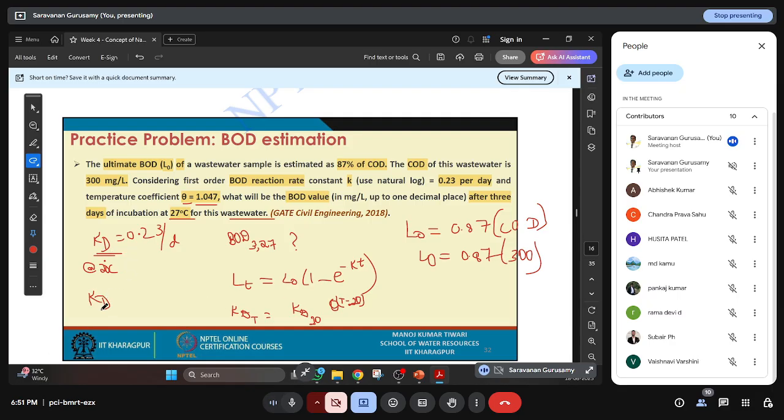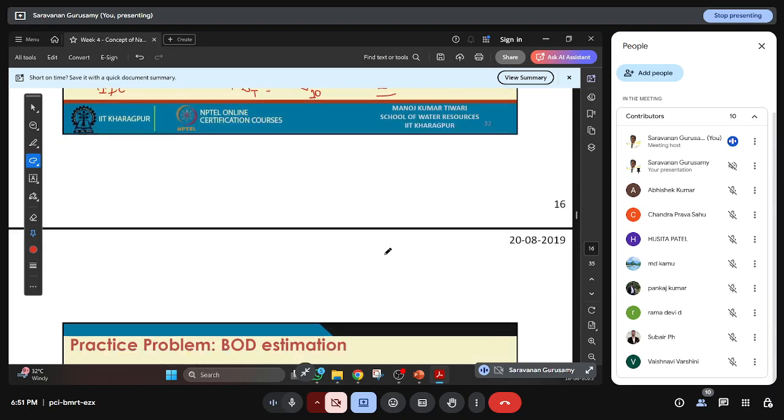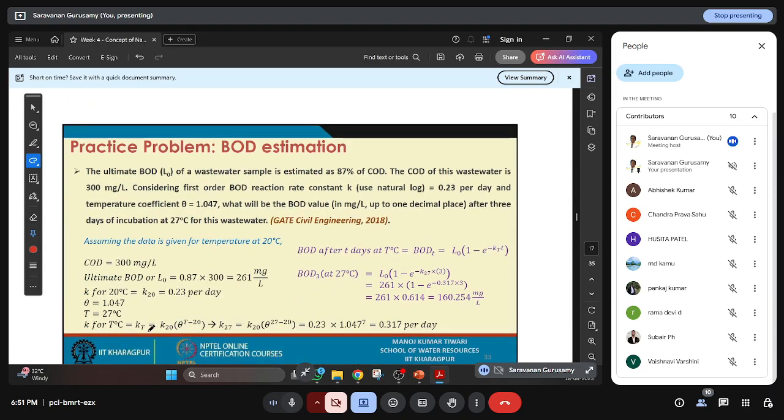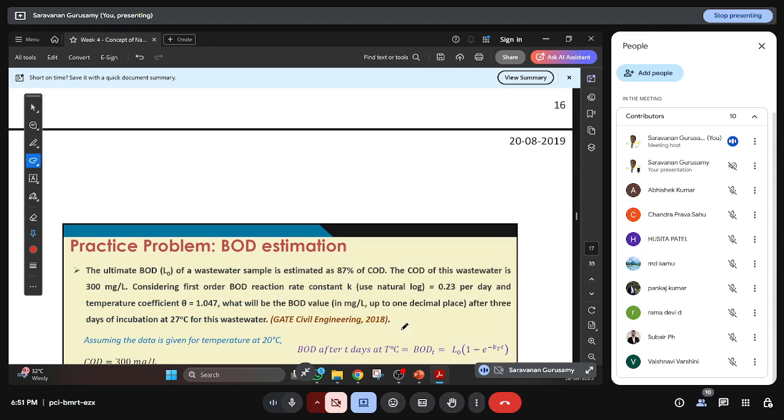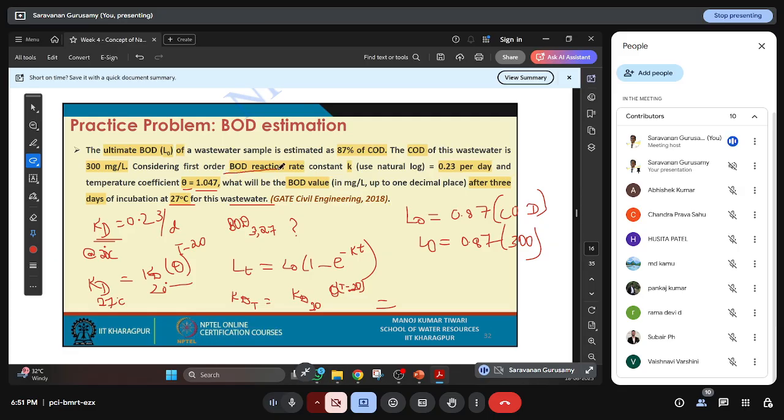At 20 degrees it is 0.23. I need it at 27 degrees Celsius. So I can use K20 into theta power T minus 20. Theta is 1.047, T minus 20 is 27 minus 20, which is 7. So K equals K20 into theta power T minus 20, that is 1.047 power 7 into 0.23. So 0.23 becomes 0.317. Then now they are asking for the BOD value.